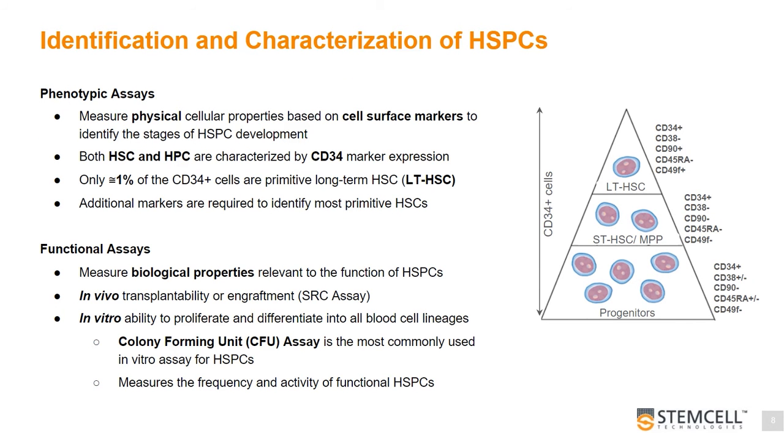Since the discovery of functionally defined HSCs more than 60 years ago, significant progress has been made to identify and purify these cells. Several landmark studies have identified surface markers that allow prospective isolation of functionally diverse stages of HSC development, with a CD34 cell surface marker being readily used to identify HSPCs, a population that contains both stem and progenitor cells. I will use the term HSPC or alternatively CD34 cells throughout the webinar.